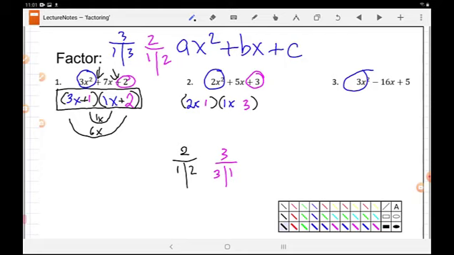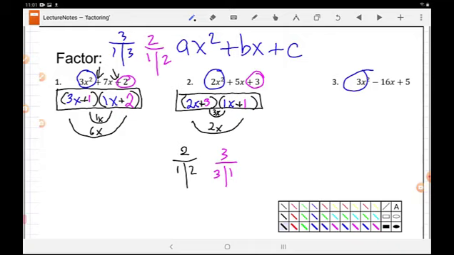Let me try a different spot. Let me erase that, and let's try it the other way around. What if I put the 3 here and the 1 here? Now when you check it, what do you notice? Well, this would give you a 2x, and this would give you a 3x. Oh, perfect. And my signs are going to be positive and positive. And there we go.